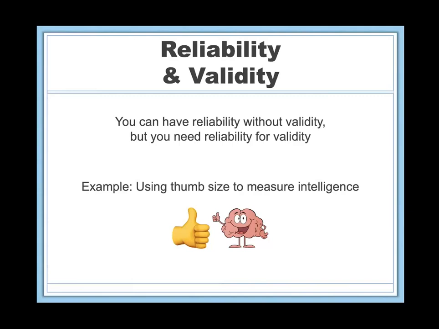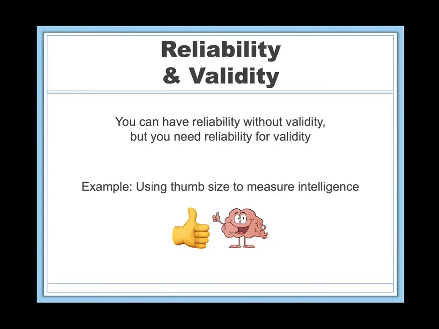Well, think about this. This would be a pretty reliable sort of measure that we can use, right? Think about test-retest reliability. I can measure your thumb now, and I can measure it a week from now and a month from now, and chances are I'll get the same exact measurement in centimeters or millimeters or whatever every time I measure your thumb. However, do we think that thumb size is a valid measure of intelligence? Is it an accurate measure of intelligence? Probably not. So this is an example of a reliable study, but a very invalid one.